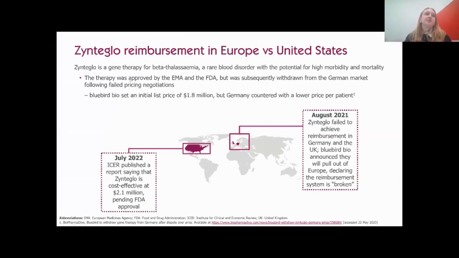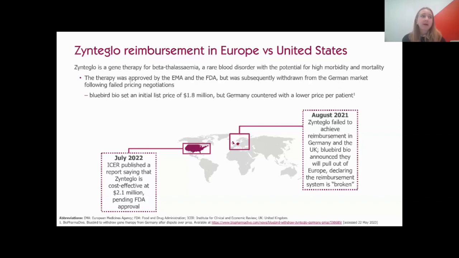So Zynteglo is a gene therapy for beta thalassemia, which is a rare blood disorder with the potential for high morbidity and mortality. And the therapy was approved by the EMA and the FDA. So again, the European and US regulatory agencies, but was subsequently withdrawn from the German market following failed pricing negotiations. So the manufacturer, Bluebird Bio, they failed to achieve reimbursement in Germany and the UK. And when they made that announcement, they declared that the reimbursement system in Europe was, quote, broken, because the HTA assessments just were not, in their eyes, equipped to capture the full value of the therapy.